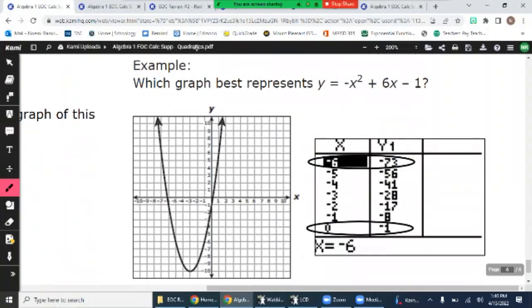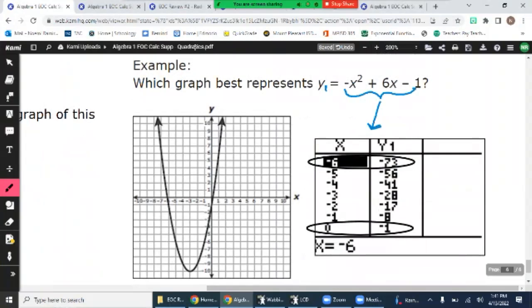They could also give you the equation. So what I did with this example, this is an example that's going to come from your packet. I'm not giving you the answer, I'm helping you with it. I typed the equation into Y1. When I type it into Y1, it gave me this table.